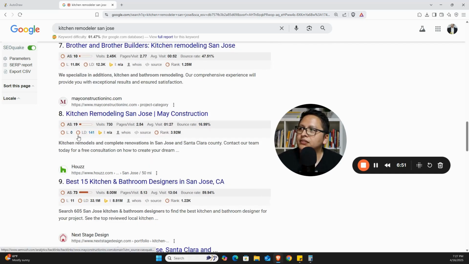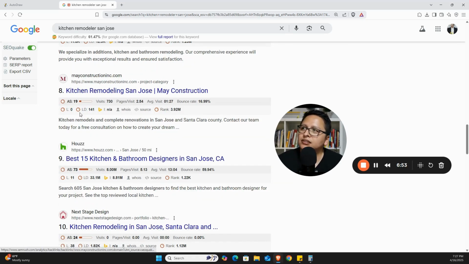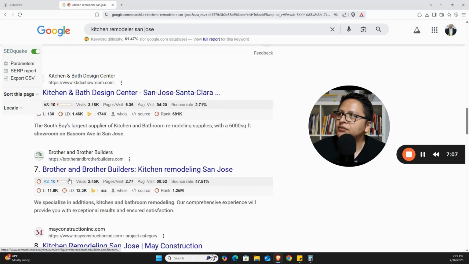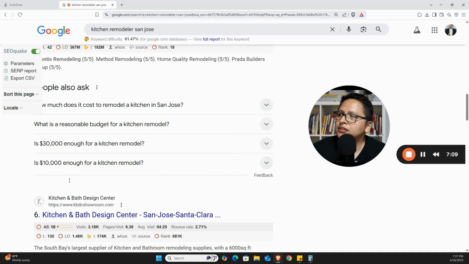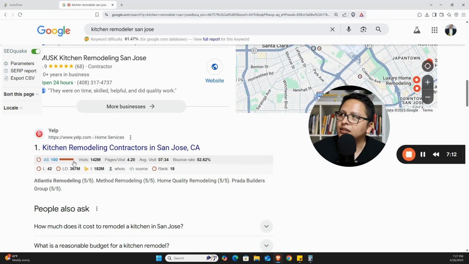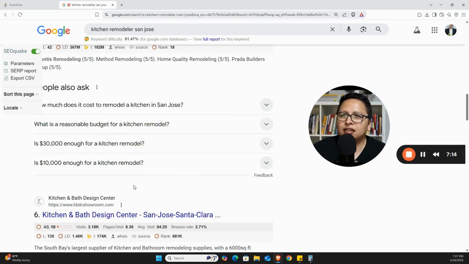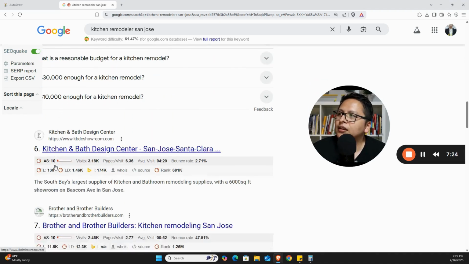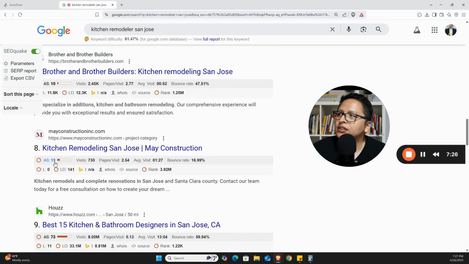This one has 0. Okay, so if this one has zero links, why is it showing up number 8, right? Oh, it's because the authority score is pretty high. It's a 19. So if we look at the rest of the authority scores, you see the only one that's bigger is Yelp. And this thing is not very accurate, where it counts these as search results, but they're just Q&A. People also ask, right? So you can see that authority score 19.